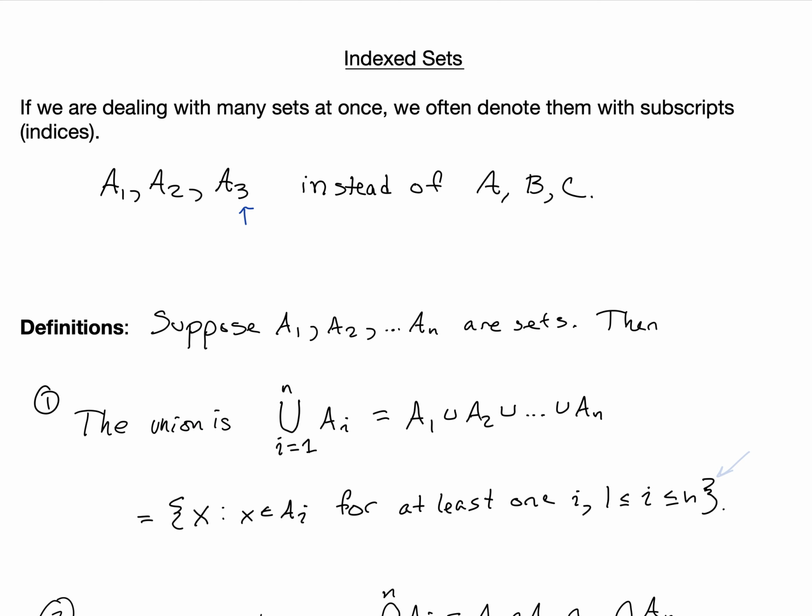So the union can be given by the union from i equals 1 through n of Ai, and that's the union of A1, A2, etc., all the way up through An. That can also be written as the elements x, such that x is in the set Ai for at least one i, where i is an integer between 1 and n.